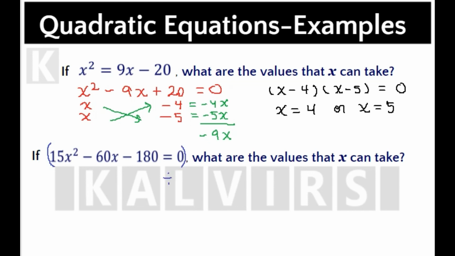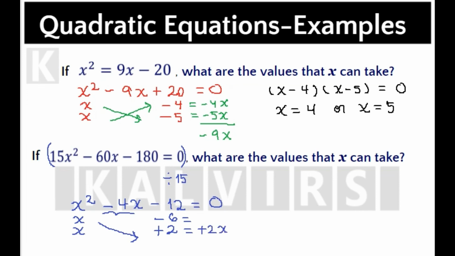Here I can divide the whole equation by 15. So I get x squared minus 4 times x minus 12 equals 0. And then I need to find two numbers that add to minus 4 and multiply to minus 12. And I think they are minus 6 and positive 2, because if I cross multiply and add the products, I get minus 4. It means that x minus 6 times x plus 2 equals 0, and x must be 6 or minus 2.